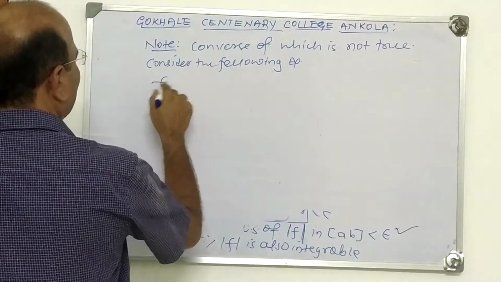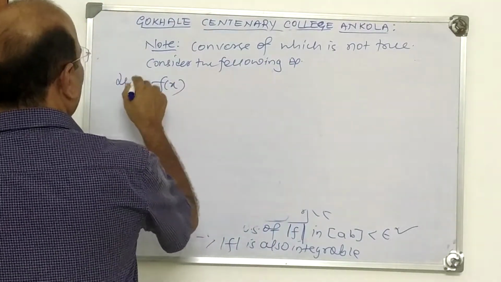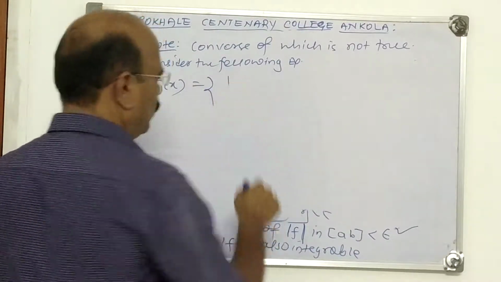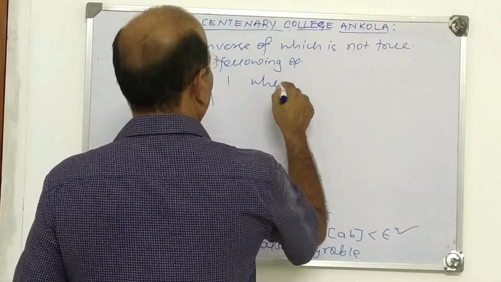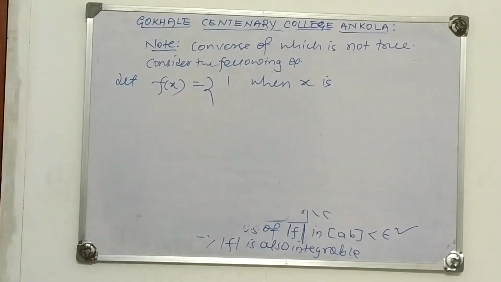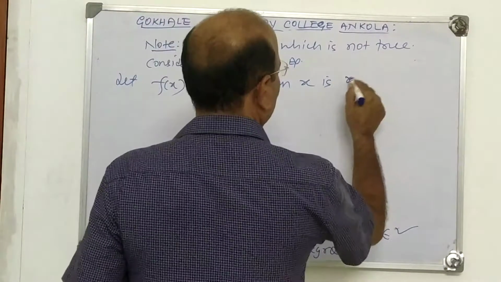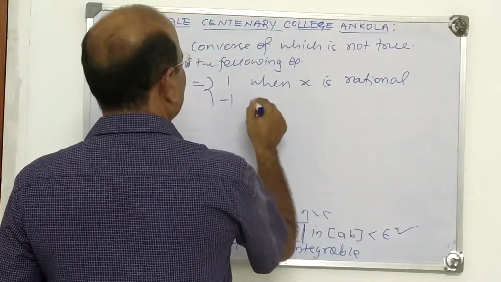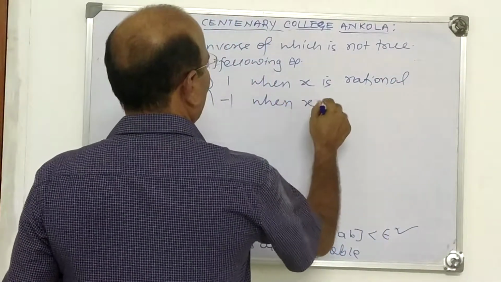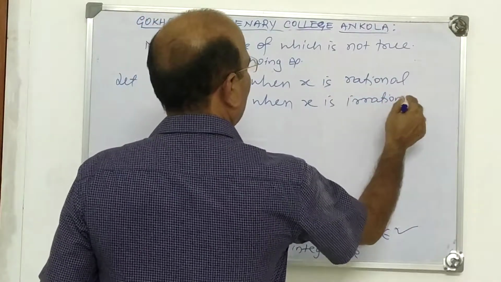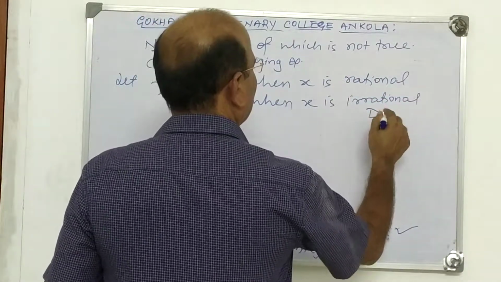We take Dirichlet's function. Let f of x be equal to 1 when x is rational, and minus 1 when x is irrational. This is called Dirichlet's function.